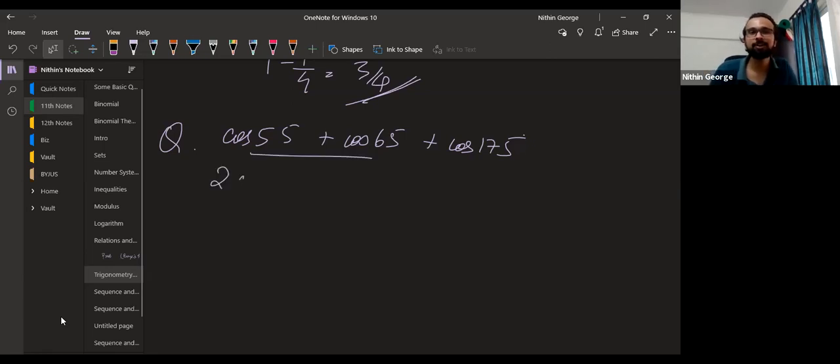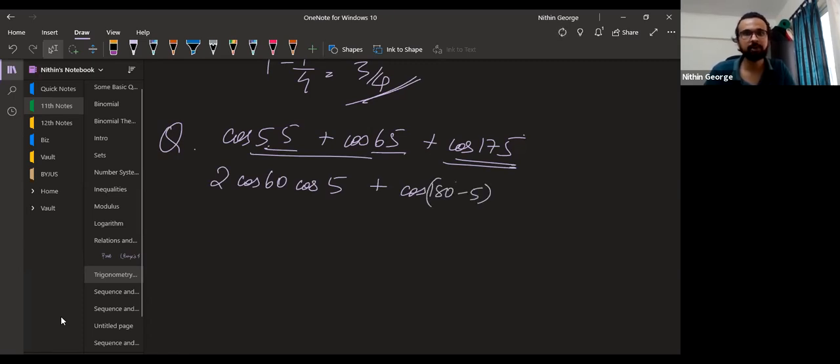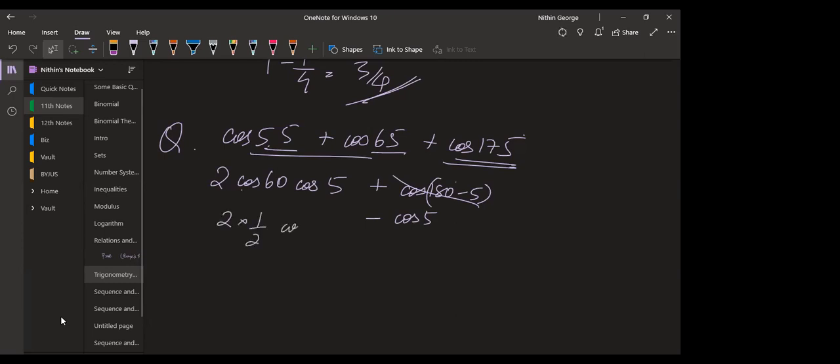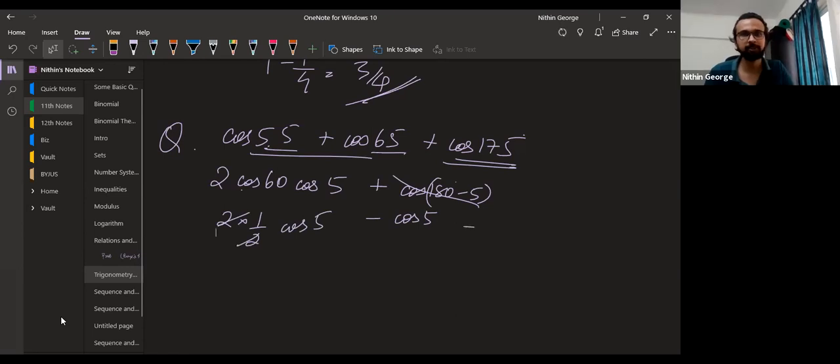2 cos of 55 plus 65 by 2, which is 60, into cos of 55 minus 65 by 2, which is 5. Okay. And this cos 175, I can write it as cos 180 minus 5. This is nothing but minus of cos 5. What is cos 60? 1 by 2. So 1 by 2 into cos 5 minus cos 5. This becomes 0. Thank you, Aditi.